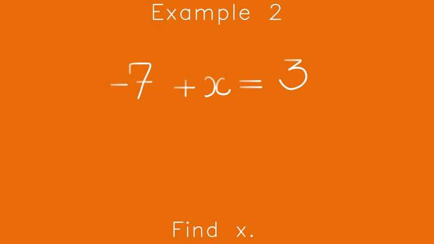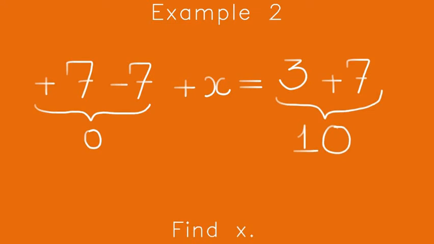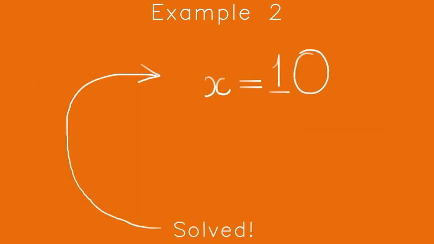Now let's look at another example. -7 added to x is equal to 3. Again, we want to find x, so we want to isolate the x. How do you do that? You have -7 over here, and the only way you can remove the -7 is by adding 7, and you can only keep the balance in the equation when you add the same number on both sides. So we do that. +7 -7 equals 0. 3 added to 7 equals 10. So our final answer is x is equal to 10, and that is how we solve the equation.